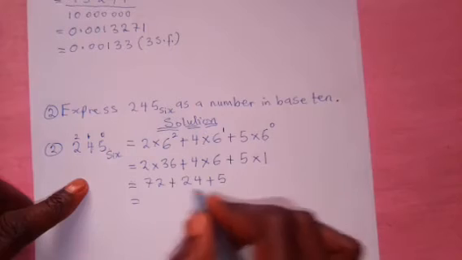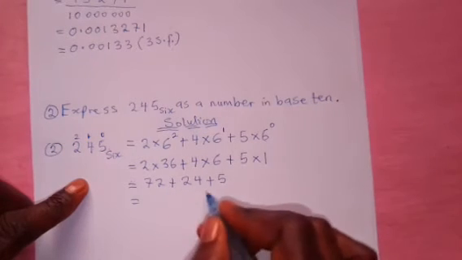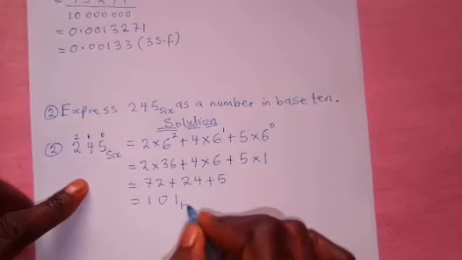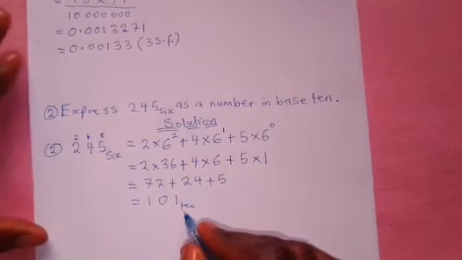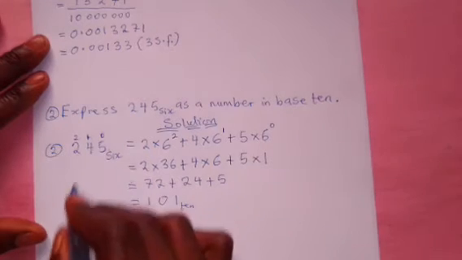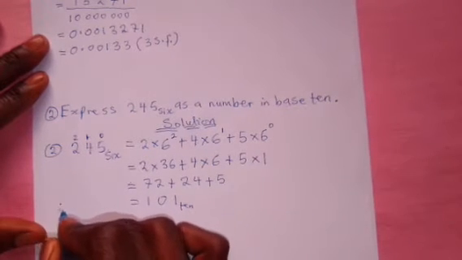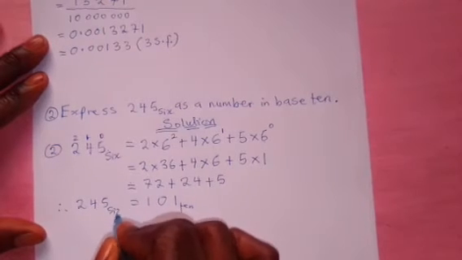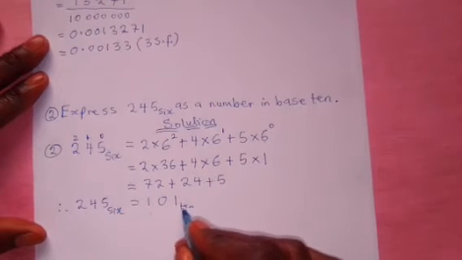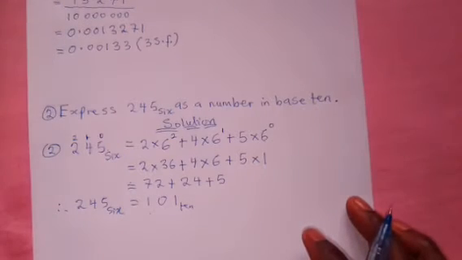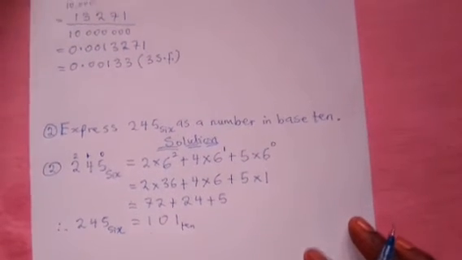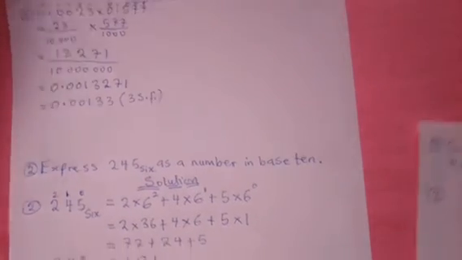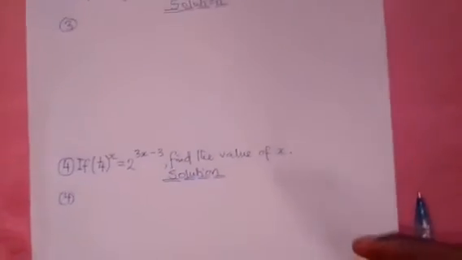If you add up all these values together, what are you going to have? You're going to have 101 in base 10. This is the final answer to the question. So I can say therefore, my 245 base 6 is equal to 101 base 10, and that is the answer to this question. I'm sure you are following me in these examples. Let us see if we can take 2 more examples.